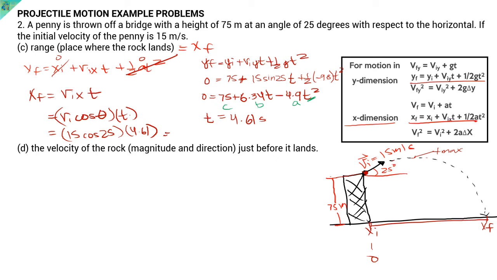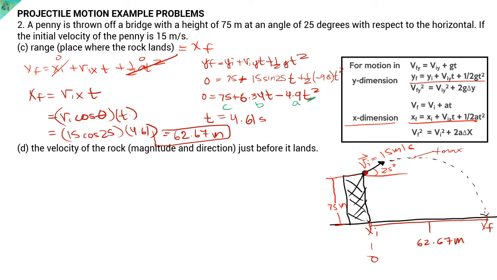That's 62.67. 62.67 meters. Okay, so our range is 62.67 meters, which means when the penny is launched from this position, it will reach a range of 62.67 meters. So ganun kalayo.